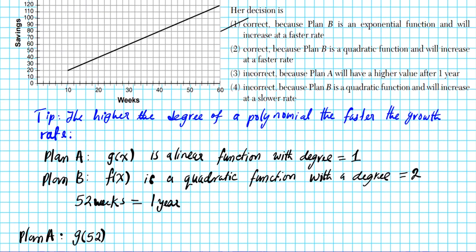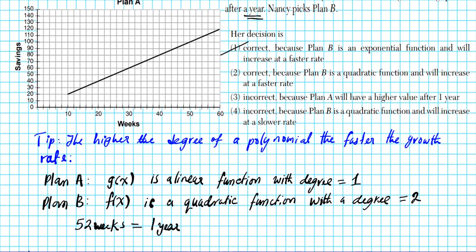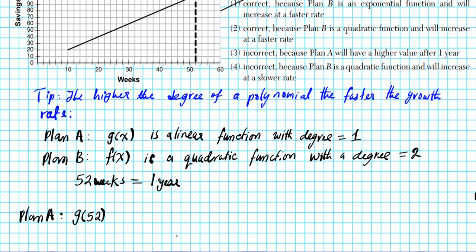So using plan A, we have g of 52. We're going to go to our graph and input 52. So this is 50, every tick mark is 2, so we go 52 right here, and then trace it to our output. It's kind of in the center between 100 and 110. So g of 52 is, let's just call it, 105. Okay, 105. What's the story with plan B?